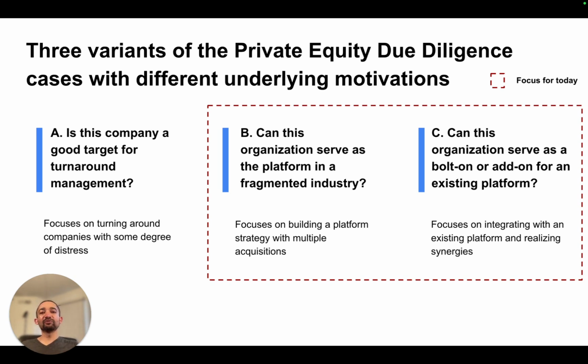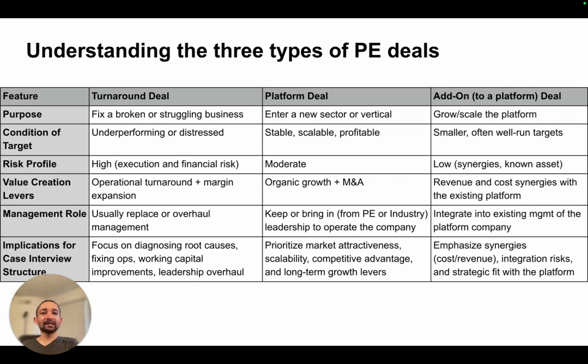I just want to give you a brief overview about these different types of acquisitions before we actually dive into the framework. So let's quickly skim through this. I've already covered most of the things, but still it would be good to quickly cover all of these, right? So as I already said, there's turnaround deal, platform deal, add-on deal. The focus is in turnaround deal, you're fixing a broken business. In a platform deal, you are focused on organic growth, entering a new sector or vertical by acquiring a company. And then add-on deal is adding on to an existing platform to help grow the platform even further, right?